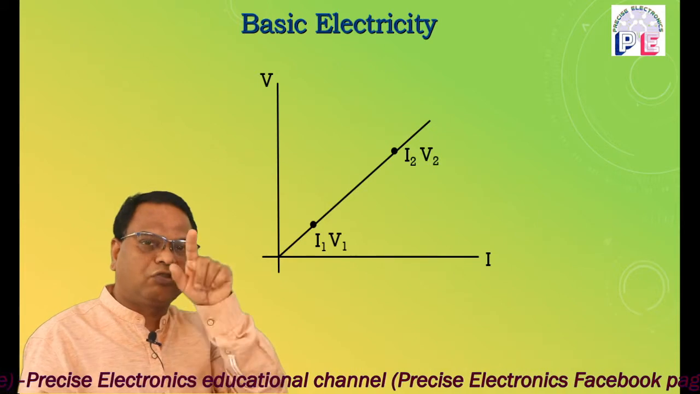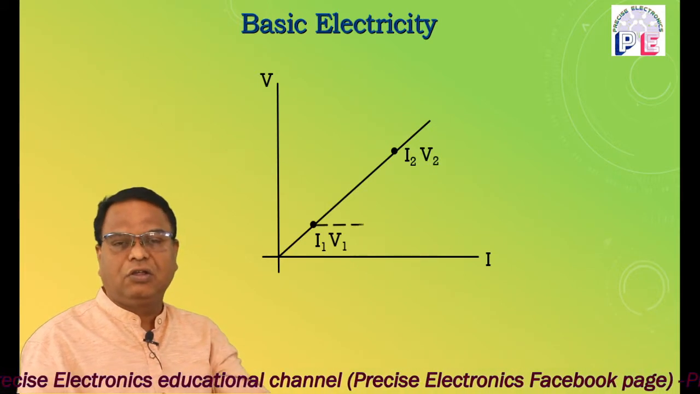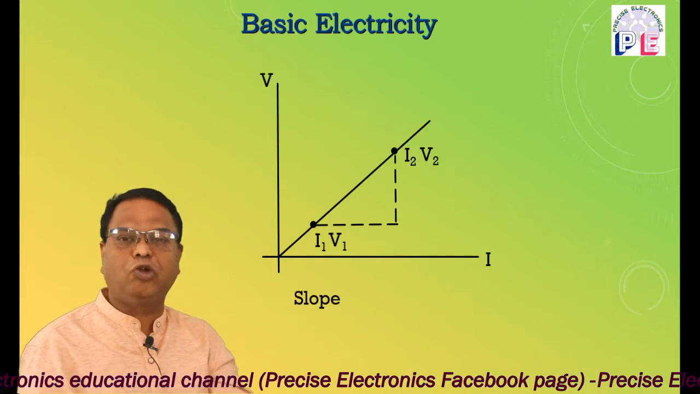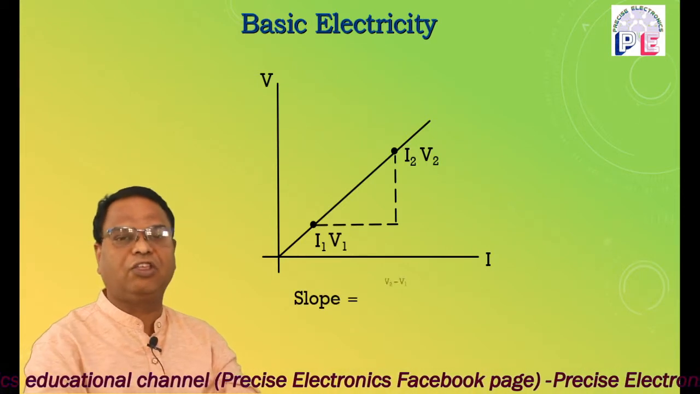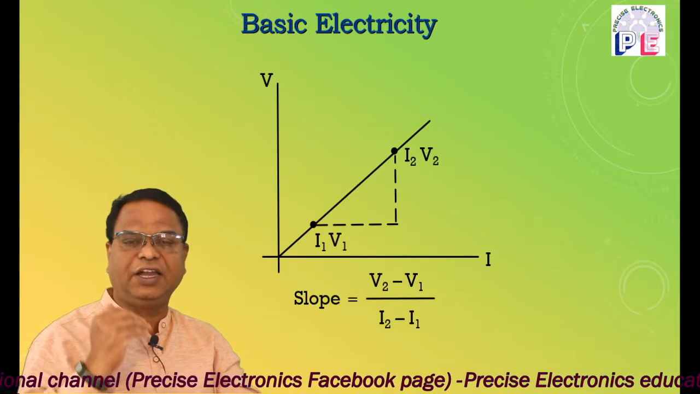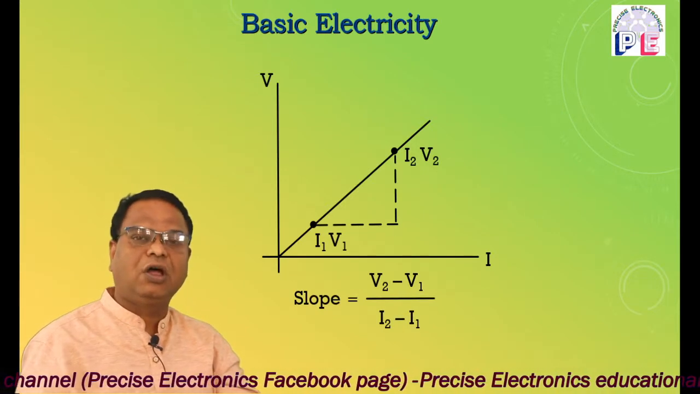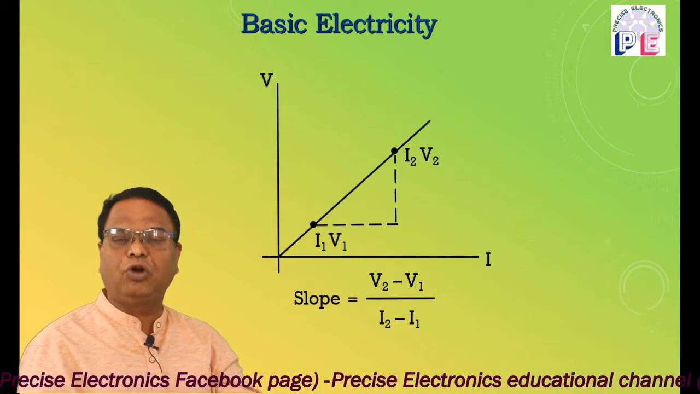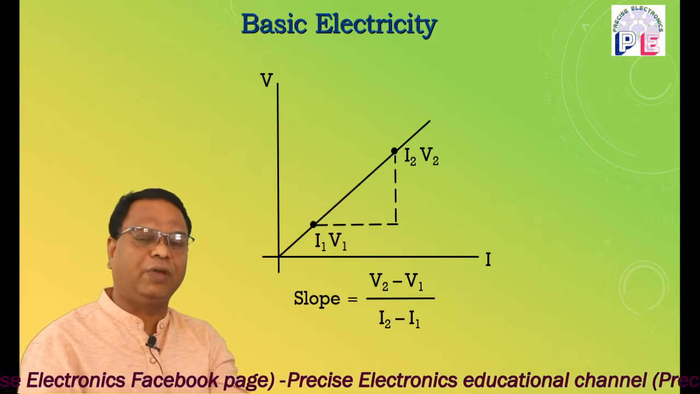Now the slope is given by using the dotted line. The formula of slope is y2 minus y1 upon x2 minus x1. So what is y2 minus y1? That is V2 minus V1 upon I2 minus I1. So slope is equal to V2 minus V1 upon I2 minus I1.